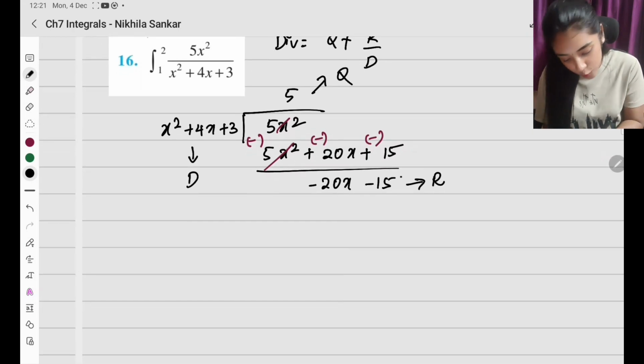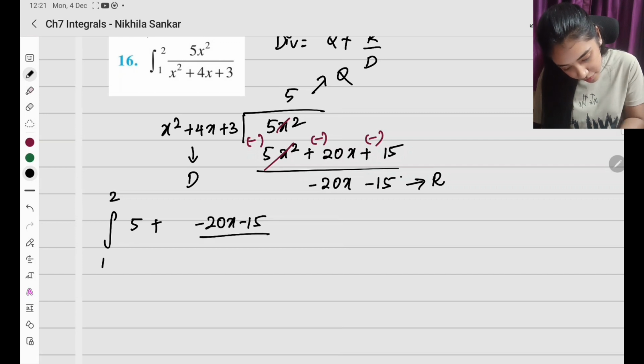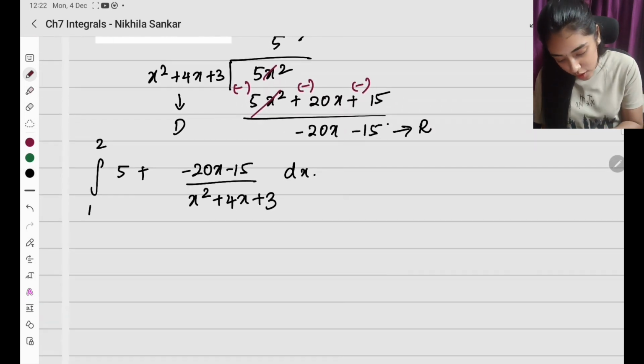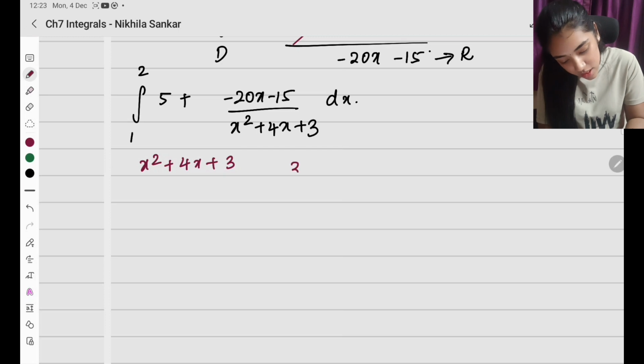I'm just reminding you. So now the integral becomes integral from 1 to 2 of 5 plus the quotient, which is (minus 20x minus 15) divided by (x square plus 4x plus 3) times dx. Now I have to solve this particular one. I need to split the middle term. So 4x plus 3. I need the product to be 3 and the sum to be 4. So 3 times 1. So I have x square plus 3x plus x plus 3.